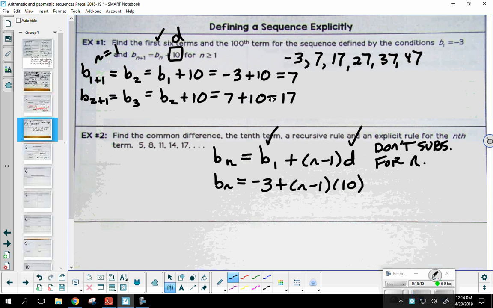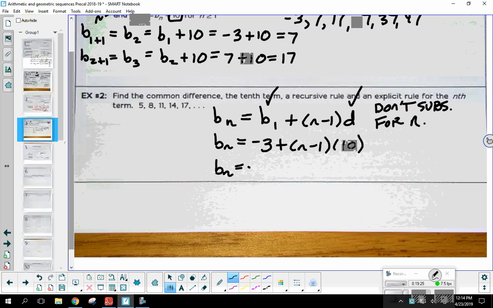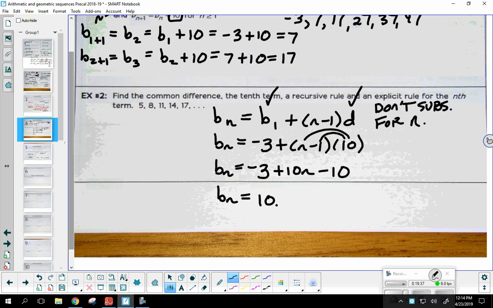How would I get rid of those parentheses? Okay, so what does that start with a D? Distribute. So b sub n would equal negative 3. 10 times n is 10n. 10 times negative 1 is negative 10. So let's see, 10n. What's negative 3 minus 10? Negative 13. This should now give me any term number in the sequence that I want. Okay, that's my explicit. So let's test it.